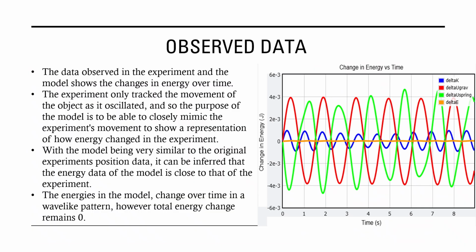Observed data. The data observed in the experiment and the model shows the changes in energy over time. The experiment only tracked the movement of the object as it oscillated, and so the purpose of the model is to be able to closely mimic the experiment's movement to show a representation of how energy changed in the experiment.